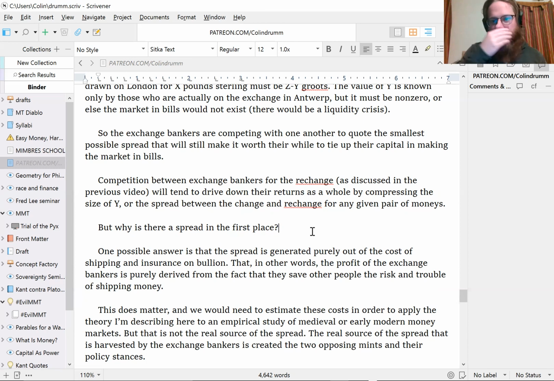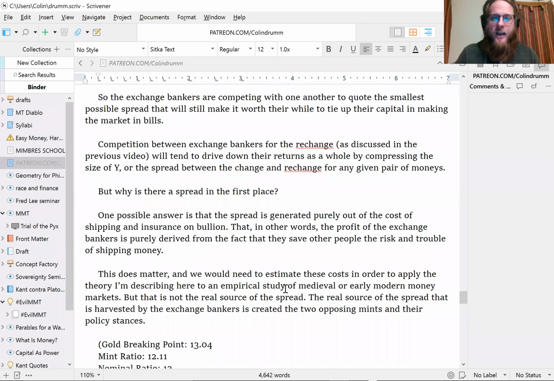And that's the point at which the market has to offer the forced drawers, the drawers who are not dealers but are on the other side of the trade, a kind of premium in order to complete the rechange. And so the exchange bankers are competing with each other for the business of drawers in cities where money is abundant. Yeah, and that's what determines the market price. But the real question is why is there a spread in the first place? Why are the exchange bankers able to make this profit?